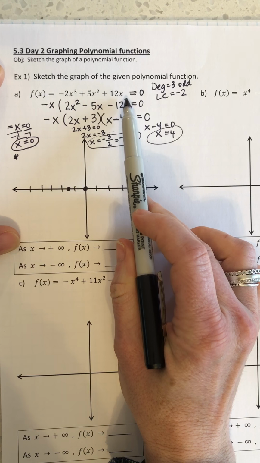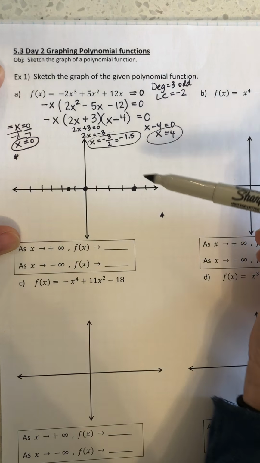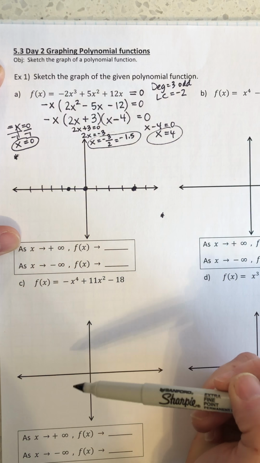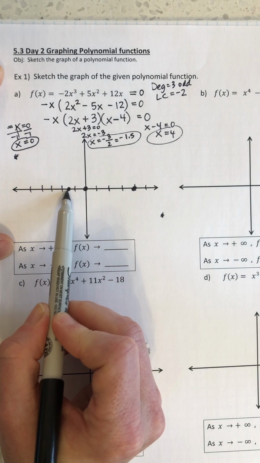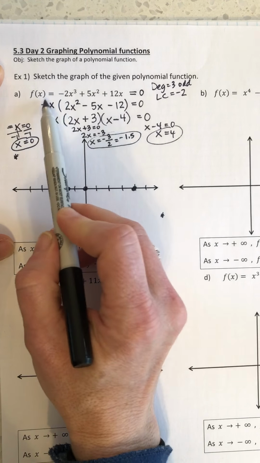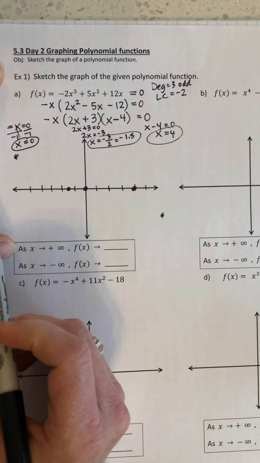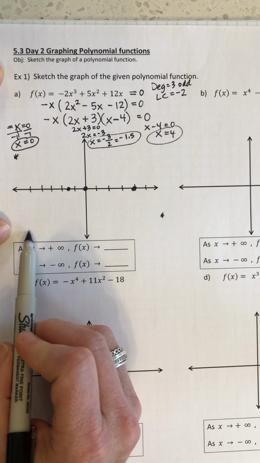If you plug it into this equation and a negative number comes out, then you know the graph ends down here. If a positive number comes out, you know the graph ends up here. And then you can plug a number in to the left of your last x-intercept. So if this is negative 1.5, you could plug in negative 2, negative 3, negative 4, negative 5. Plug that into that equation. If a positive number comes out, you know the graph ends up here. If a negative number comes out, you know the graph ends down here.